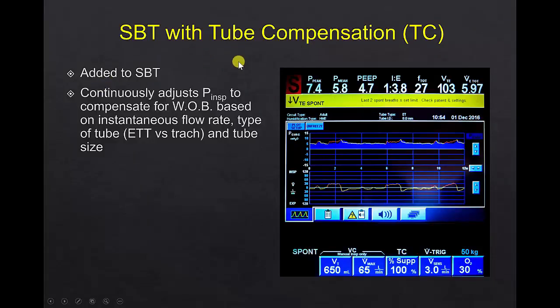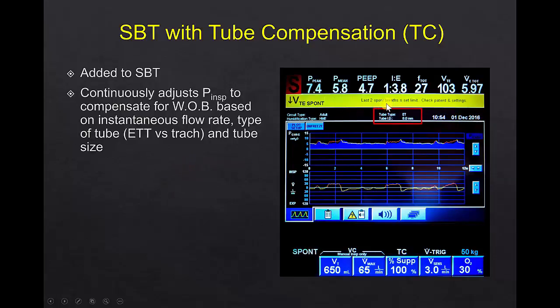Now we have the ability to add tube compensation to a spontaneous breathing trial. The tube compensation continuously adjusts the inspiratory pressure to compensate for work of breathing based on a combination of the instantaneous flow rate, the type of the tube, and the tube size. So for example, a high flow rate with an endotracheal tube, which is longer than a tracheostomy tube, that's a small dimension, would require a higher inspiratory pressure than a tracheostomy tube that's larger at a lower flow rate.